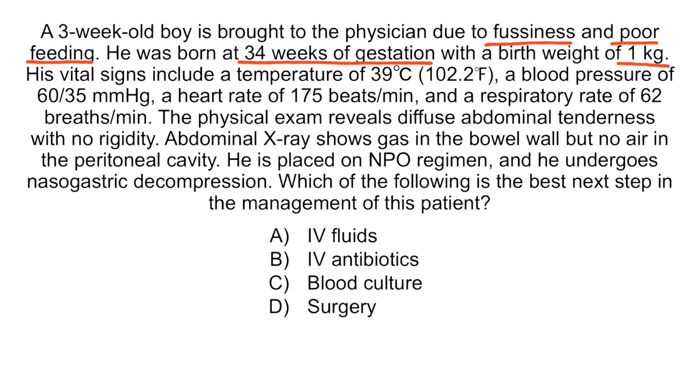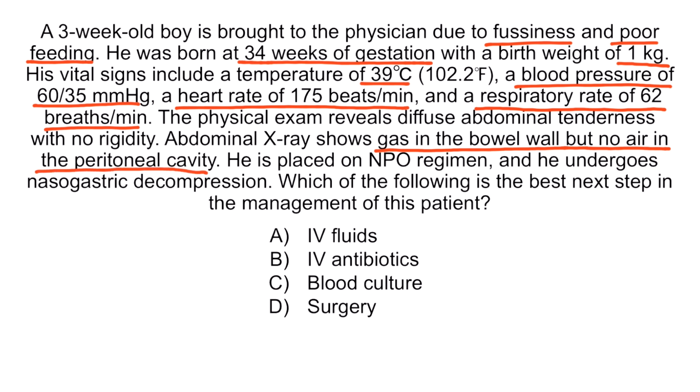His vital signs reveal fever, hypotension, tachycardia, and tachypnea. Abdominal x-ray shows gas in the bowel wall, but no air in the peritoneal cavity. These findings are consistent with the diagnosis of necrotizing enterocolitis. He is placed on NPO regimen and he undergoes nasogastric decompression. The best next step in the management of this patient is IV fluids to increase blood pressure to the normal range. Therefore, the correct answer is option A.